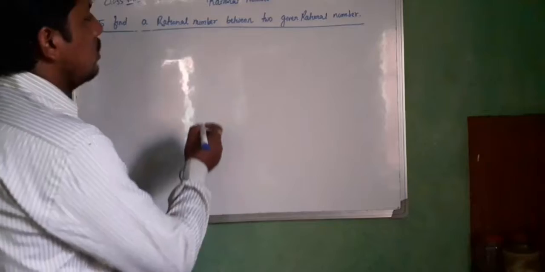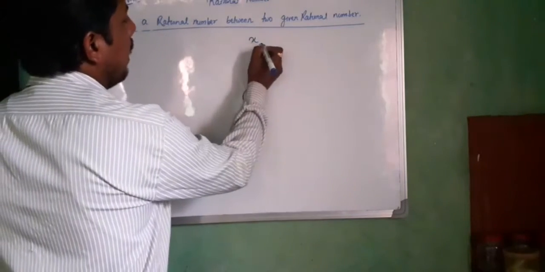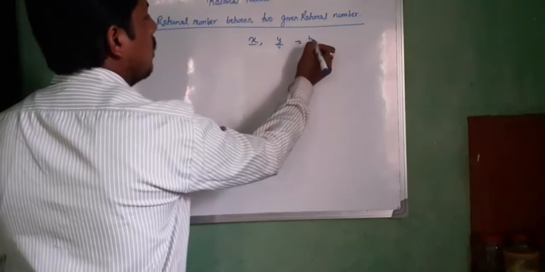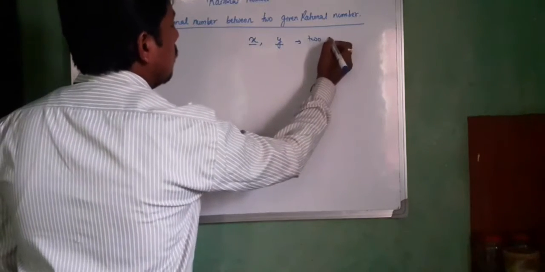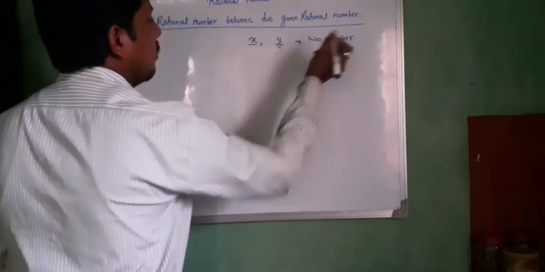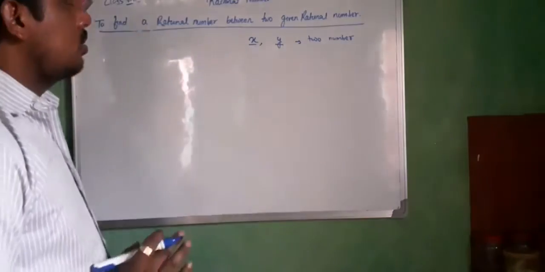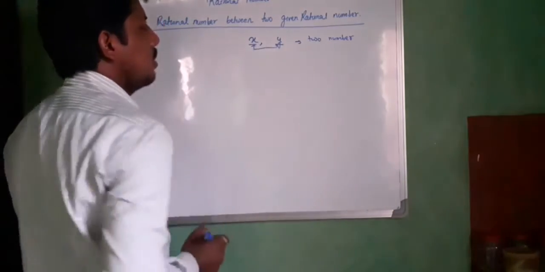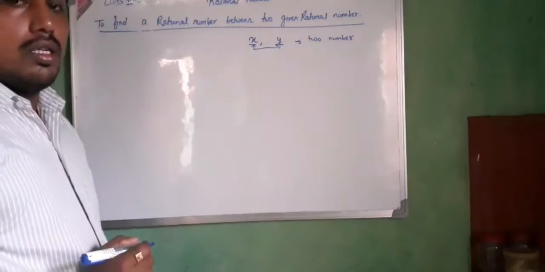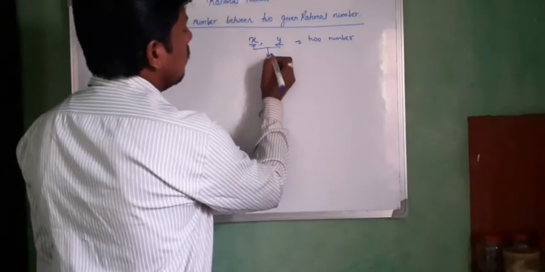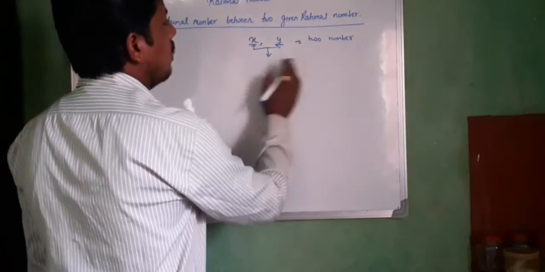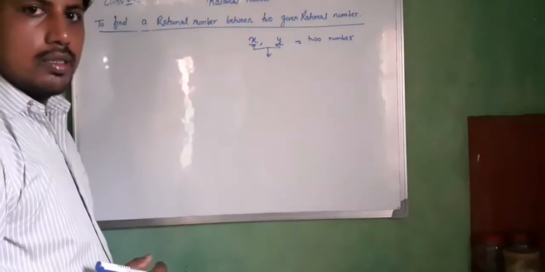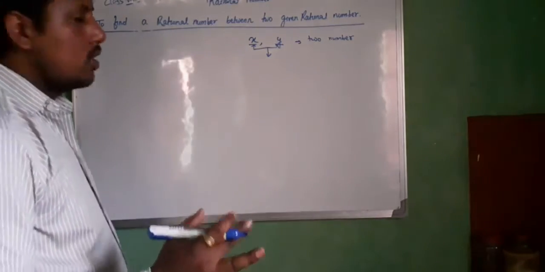So first, suppose x and y are two rational numbers. Now our question is, in between these two numbers, different types of rational numbers will be present.